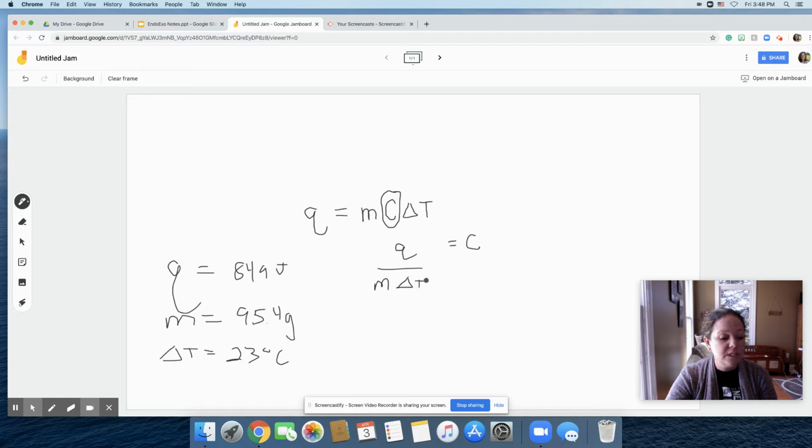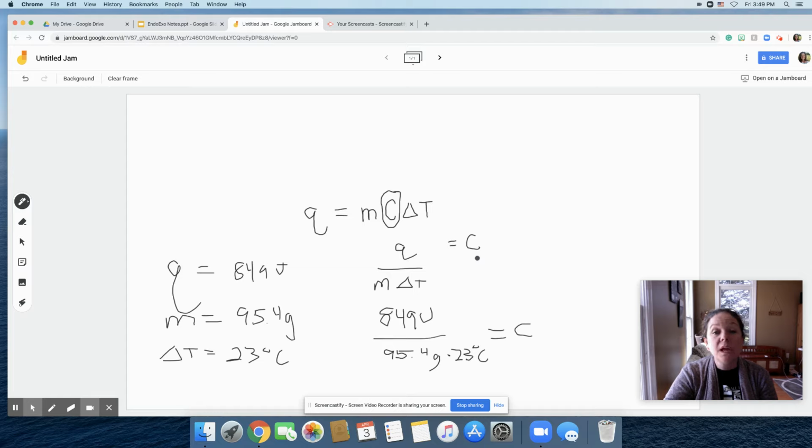And now all we're going to do is plug our numbers in. So Q is 849 joules divided by 95.4 grams times 23 degrees Celsius equals C. And then all you guys have to do is do the math that goes with that. Remember your order of operations, PEMDAS, so you have to do the multiplication first before you divide. If you don't, it will be wrong.